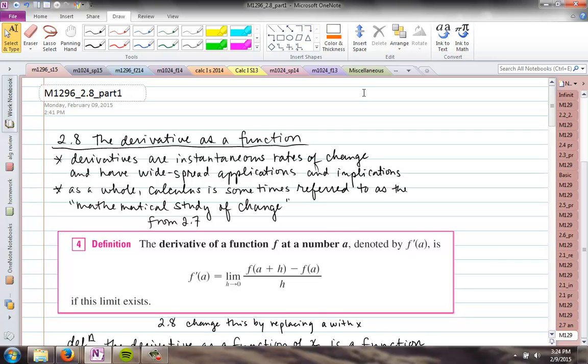As a whole, calculus is sometimes referred to as the mathematical study of change, and we can talk about that study of change from the perspective of being very precise now with the introduction of this limit and the derivative.